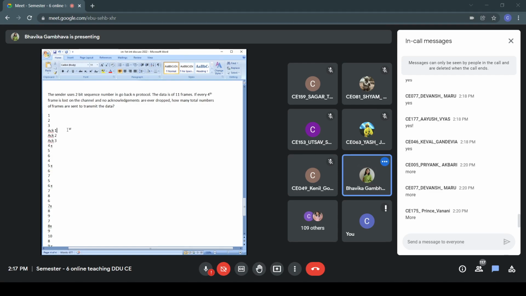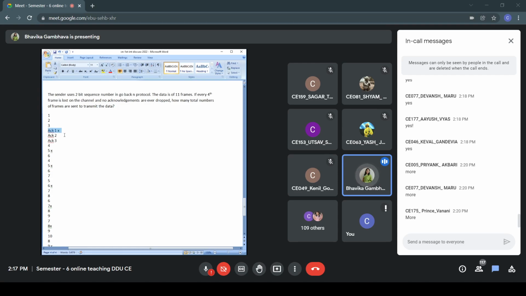So which is the first frame dropped? Your first frame dropped is going to be this acknowledgement of 1. But when your transmitter is getting acknowledgement of 2, it knows that 1 has been delivered, 2 has been delivered, 3 has been delivered. In this scenario, then the frame which will be dropped, 1, 2, 3 and 4 will be 5th.